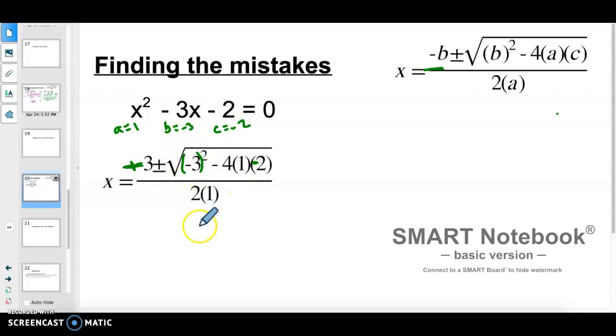So for your last practice, I want you to look at quadratic formulas and try to figure out what the mistake is that the person writing it made. So why don't you guys give that a shot.